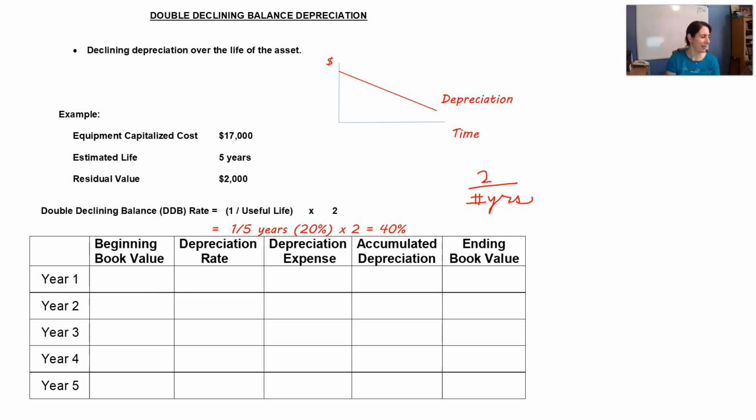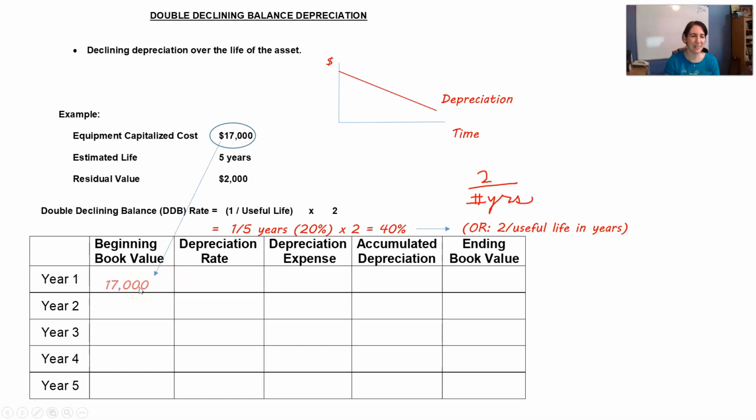Okay. So one thing with this one, we start off with this table. It's just easier to see that way. The beginning book value. You don't subtract the residual value from the beginning. You just start off straight off with the full amount. 17,000 is the only one that starts that way. Oh, look at that. I did it. 2 over useful life in years. I did give that note.